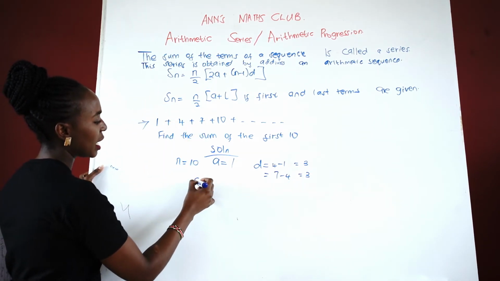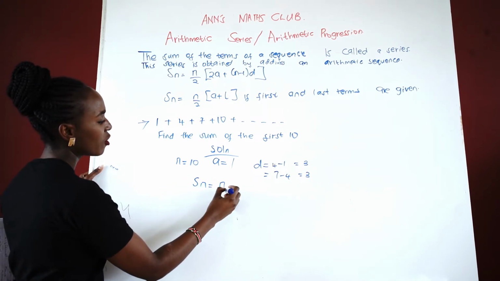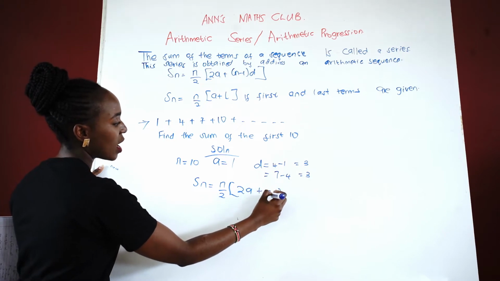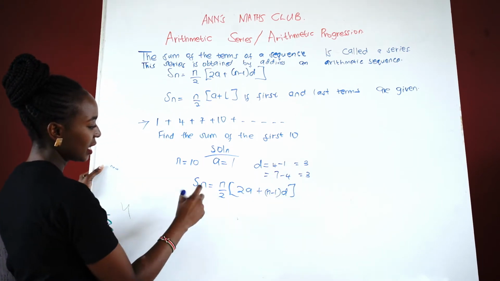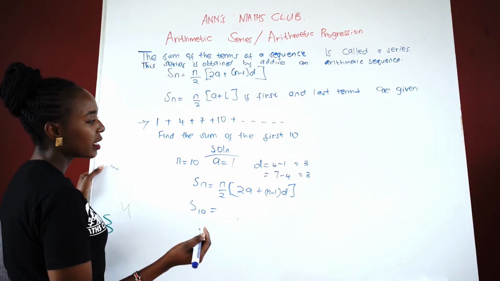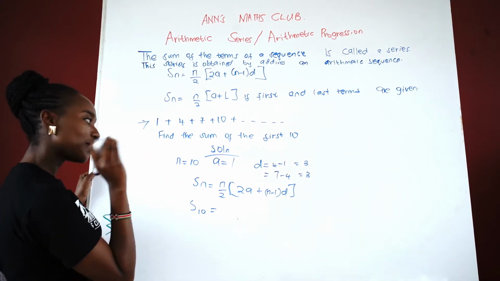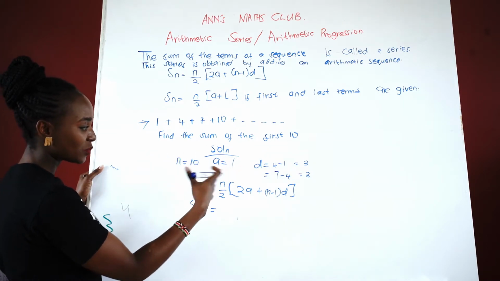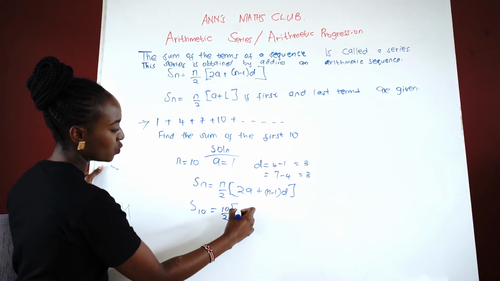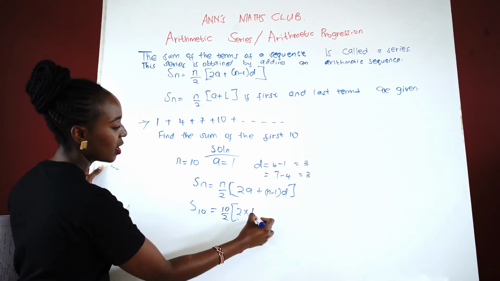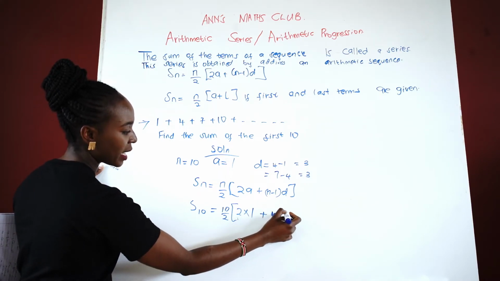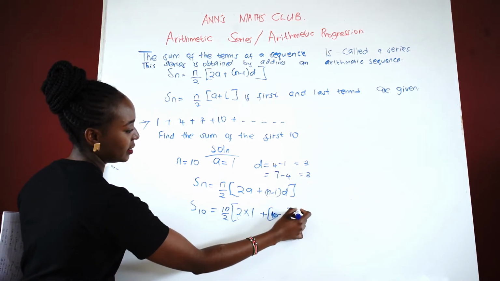Let's go back to our formula. S_n is equal to n over 2 into 2a plus n minus 1 d. So our S_10, we are looking for the first 10. I mean, how easy is this? We just replace the numbers with the actual values. S_10 is 10 over 2 into 2 times a, which is 1, plus n minus 1, where n is 10, minus 1, times d, which is 3.